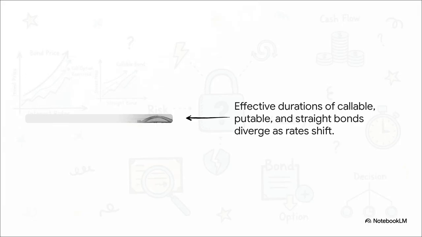And this chart right here visualizes the whole game. As interest rates move around, you can see the effective durations for these bonds start to go their separate ways. The straight bond's duration is pretty steady, but look at the callable and puttable bonds. Their durations change, and they change a lot. That is the embedded option doing its thing, and it completely changes the risk profile of the bond.